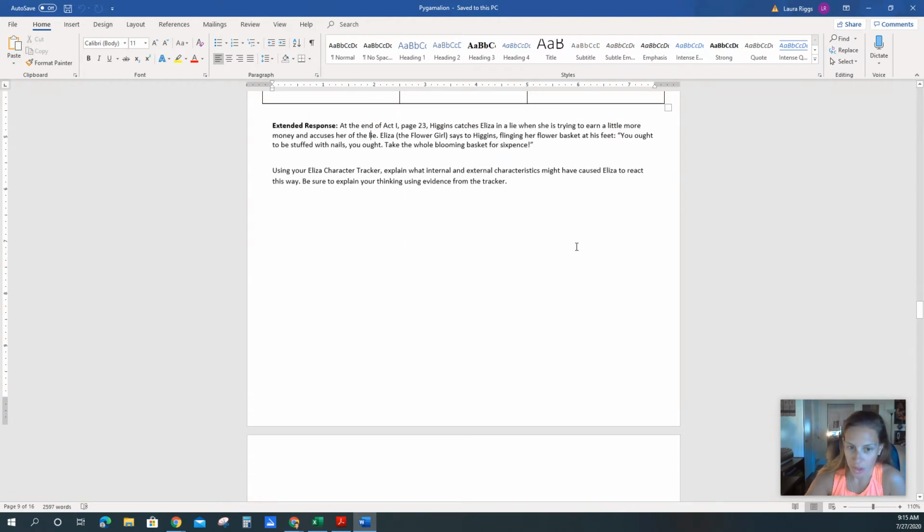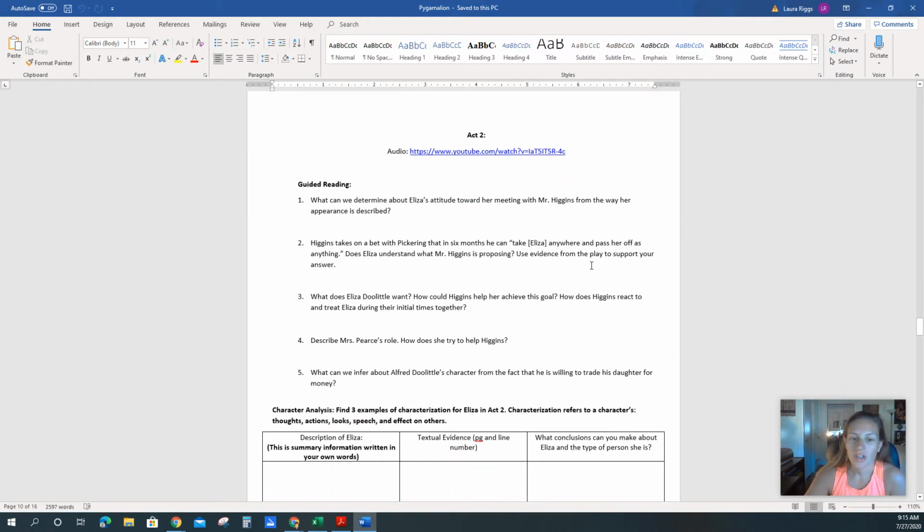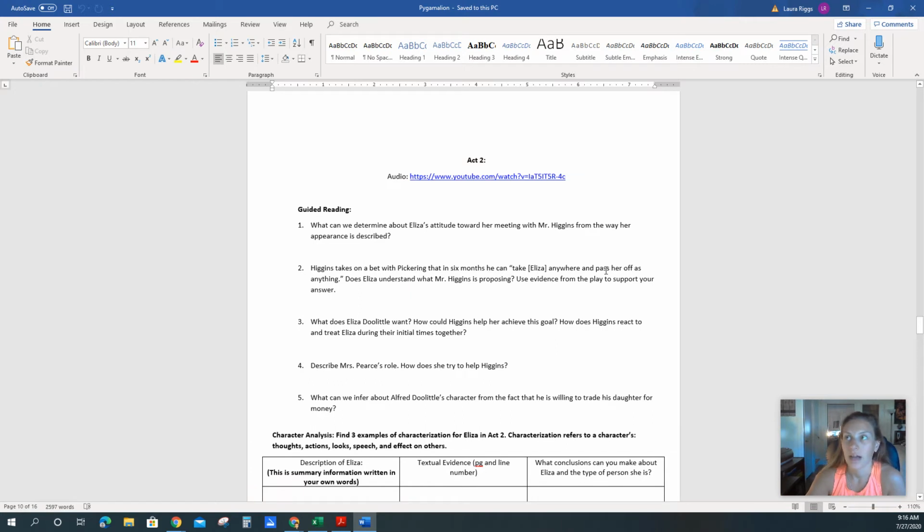So let's talk about Act 2. Act 2 is when Eliza comes back to Henry Higgins' lab. It's called a lab, but it's essentially just his workspace or his office. He doesn't have test tubes or chemicals because he's not that kind of scientist, but he does have lots of sound equipment. He has a fireplace, a piano, but it's pretty bare. It's not really decorated a lot. He does not really indulge in a lot of unnecessary things.